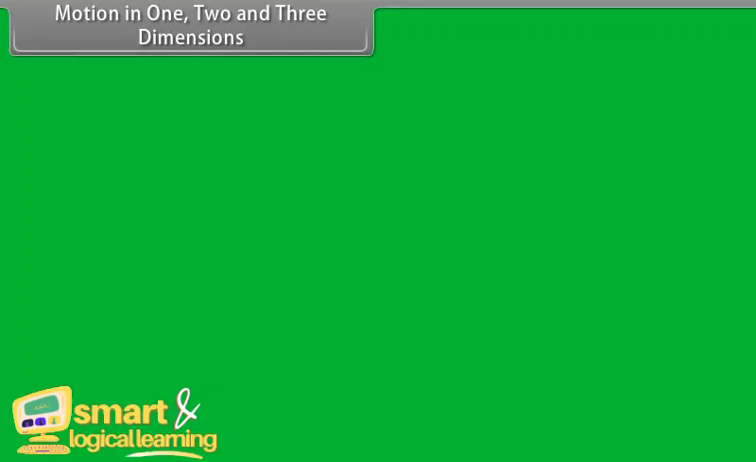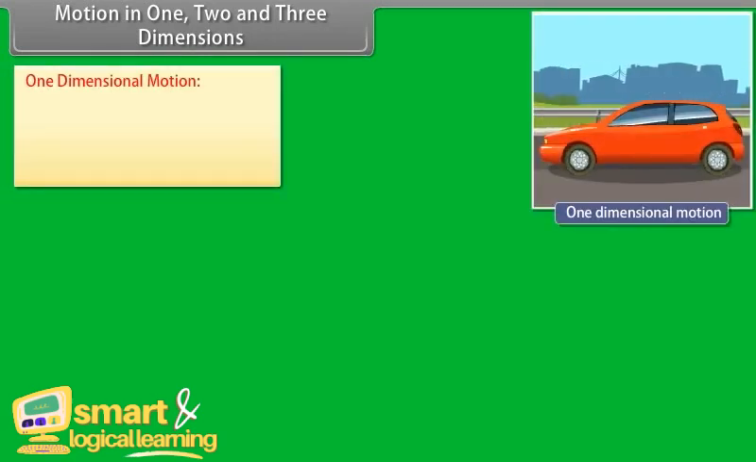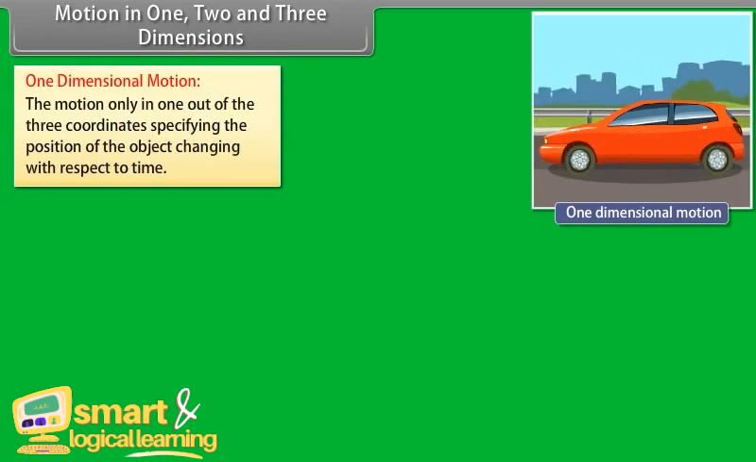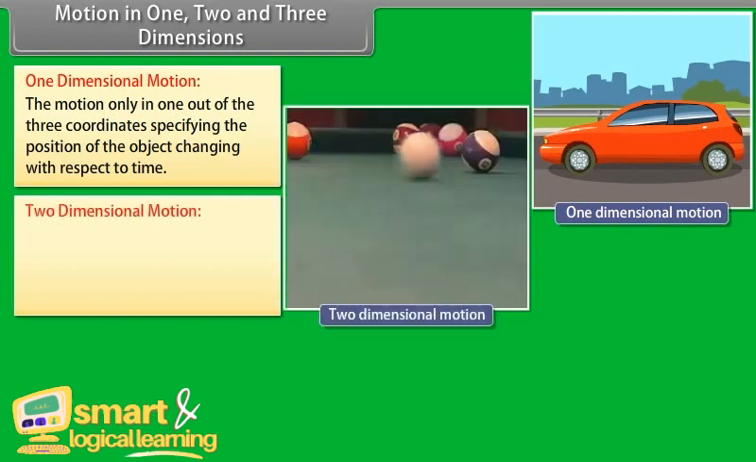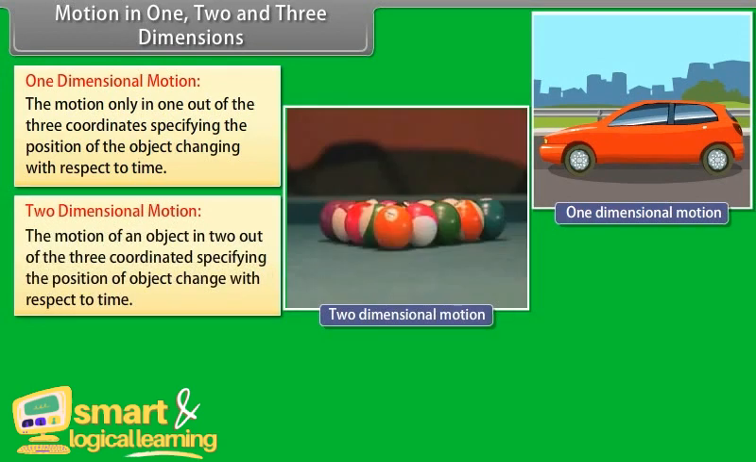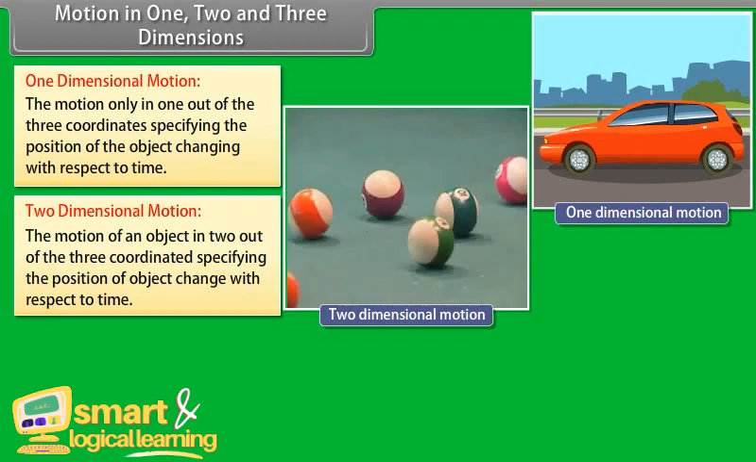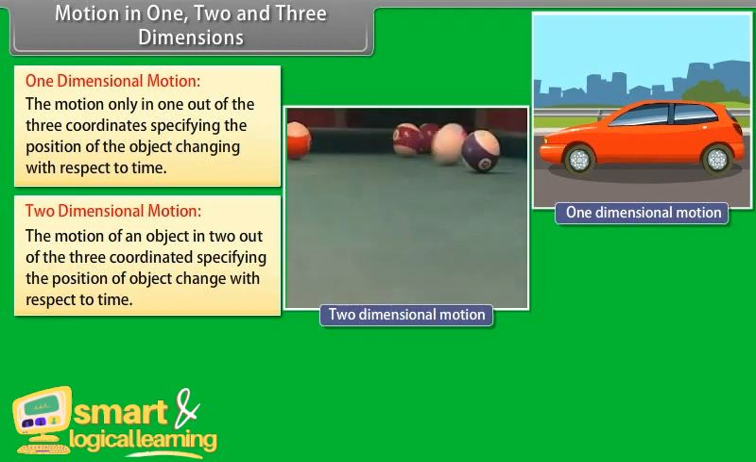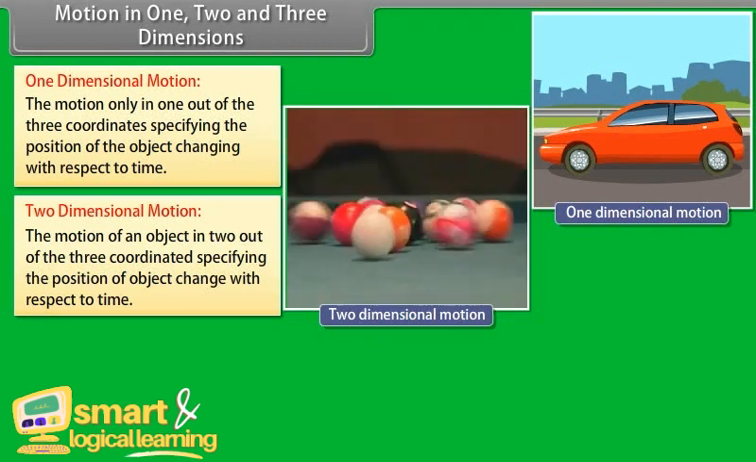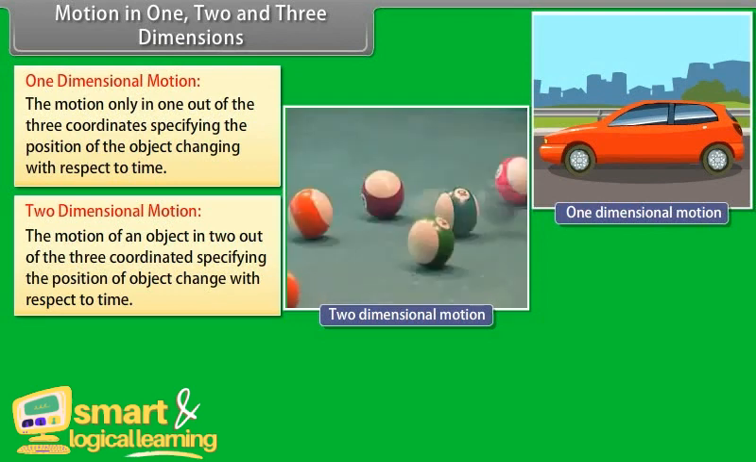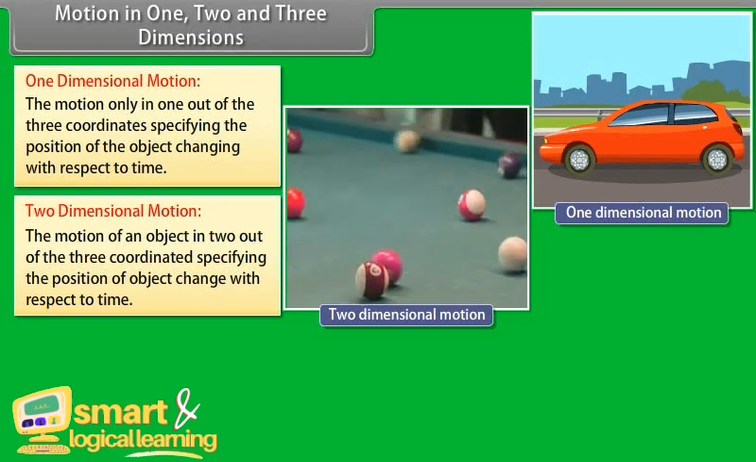Motion in 1, 2, and 3 dimensions. One-dimensional motion. The motion in which only one out of three coordinates specifying the position of the object changes with respect to time. Example, a car traveling in a straight line. Two-dimensional motion. The motion of an object in which 2 out of 3 coordinates specifying the position of the object change with respect to time. Example, a billiard ball moving over a billiard table.